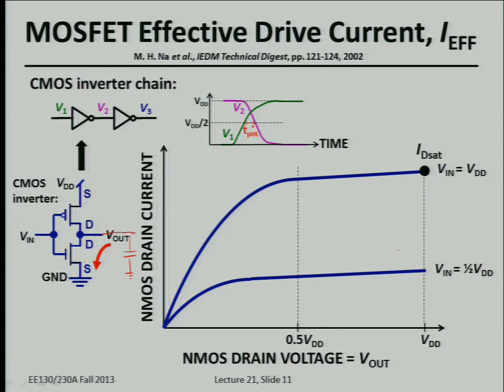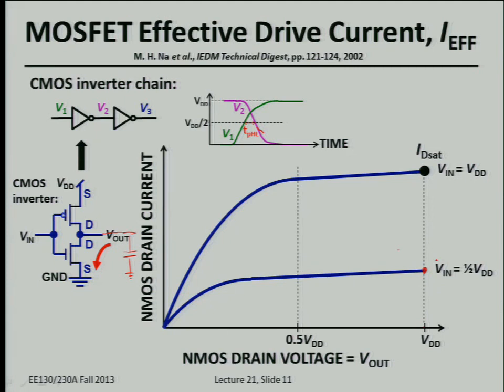Let's assume very simplistically that the NMOS device starts to really conduct significant current to discharge this load capacitance when the input voltage reaches 1/2 of VDD. That's the value of voltage that we care about to measure the delay from. So that means we start here.